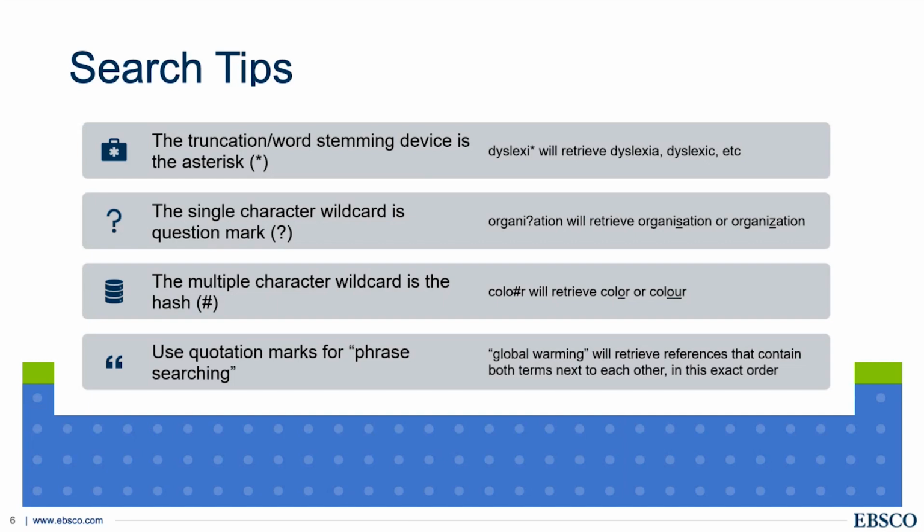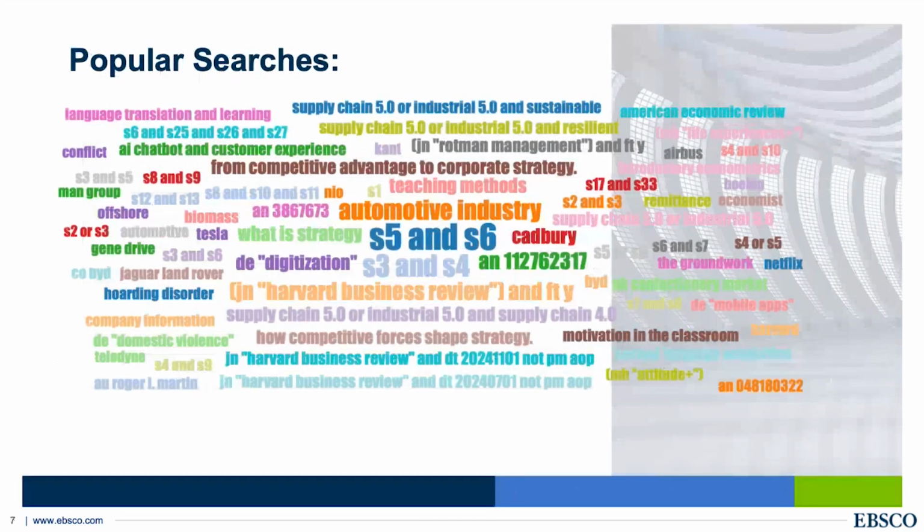Okay, so just before we go into a live demonstration, I just had a very quick look at what we call the popular searches. So these are the searches that users are typing in when they first come into the database. Of course we can see some keyword searching there, automotive industry as an example. But you will also see things like an S5 and S6. So maybe some of you are already familiar with that.